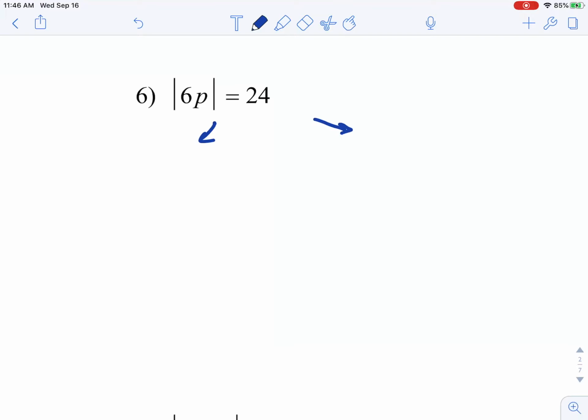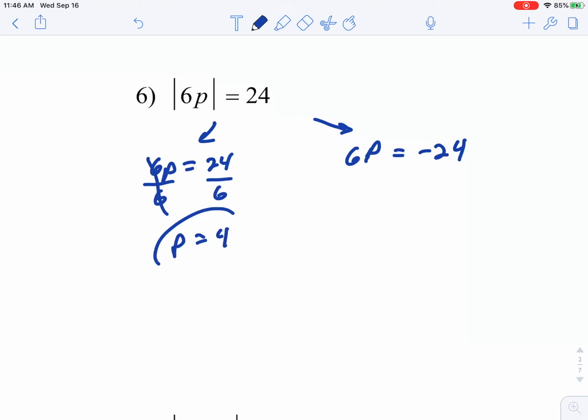Split it into two problems. 6p equals 24 and 6p equals negative 24. So one positive, one negative, and then solve it. So these we actually have to do algebra. I want to isolate p, so I need to divide both sides by 6. I get p equals 4.